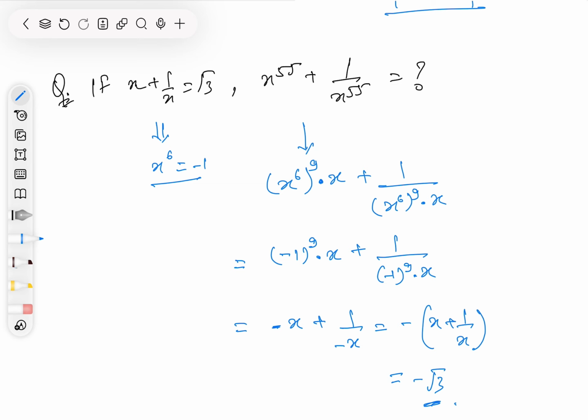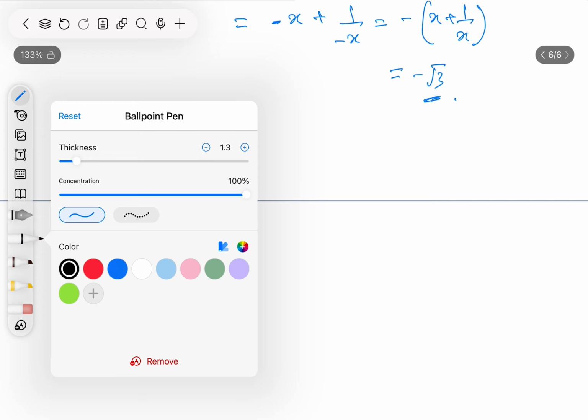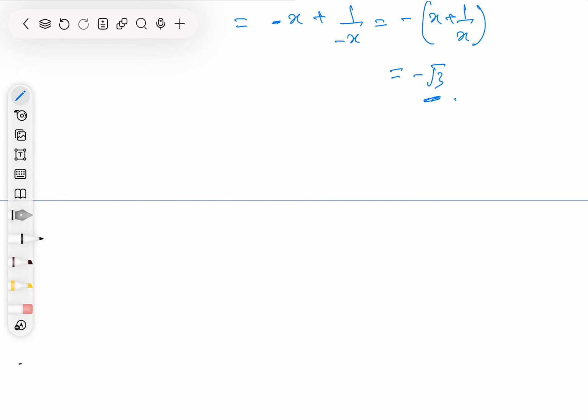Get it? This is how you can go ahead and solve such questions. Just remember these relations and you'll be good. One more similar relation that you will come across is this. Let's say root x plus 1 by root x is given as root 3.